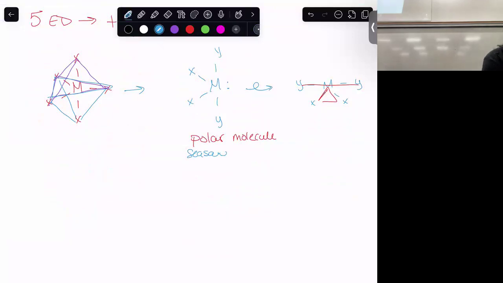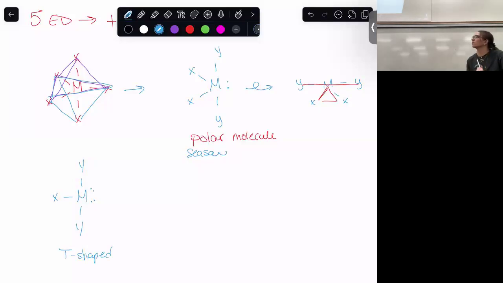When we have 2 lone pairs, again, we're still removing it from that axial position. Do we remember what this shape was called? Yep, this was T-shaped. And do we see the T? Okay. This would also be a polar molecule.